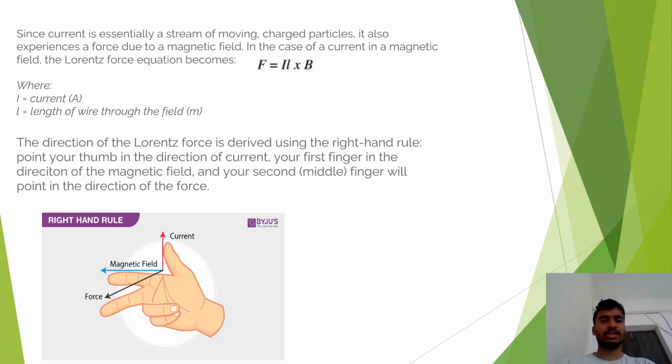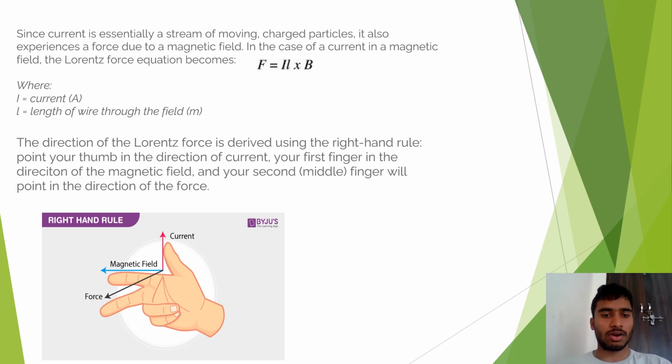Since current is essentially a stream of moving charged particles, it also experiences force due to a magnetic field. In the case of a current in a magnetic field, the Lorentz force equation becomes F = I L cross B. I am repeating this equation: F = I L cross B, where I is current and L is the length of wire through the field.